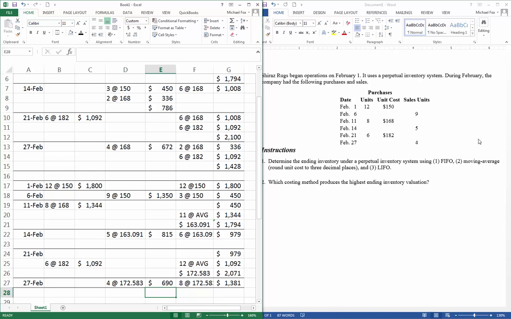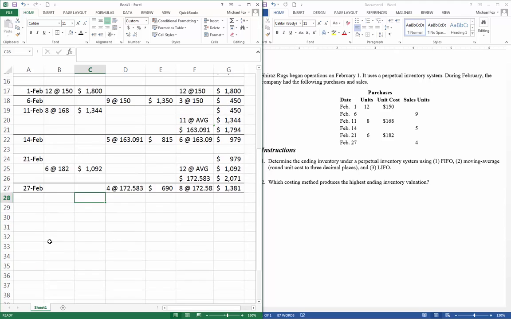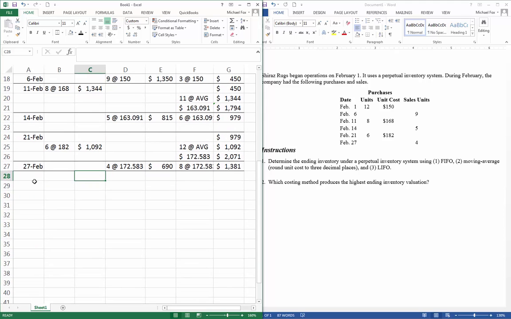All right, so let's take a look at the last one, last in, first out. So on 1 February, they purchased 12 units at 150. That's going to equal 12 times 150, or $1,800. And the balance will be 12 at 150, which will be $1,800.